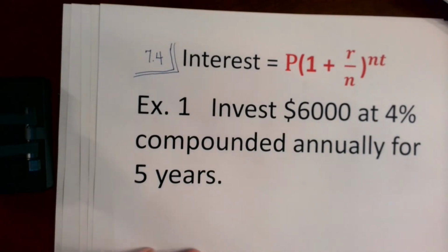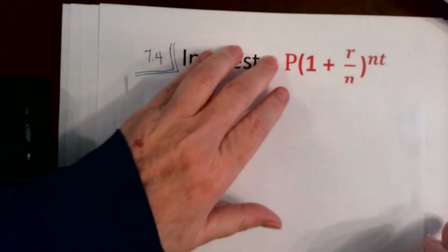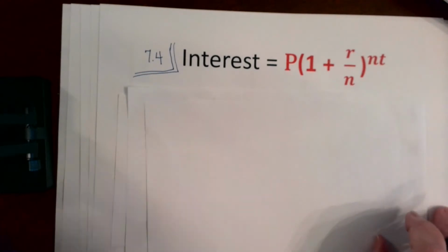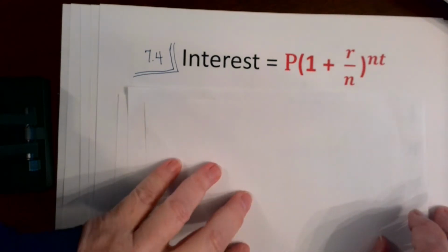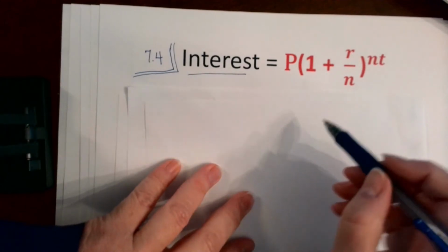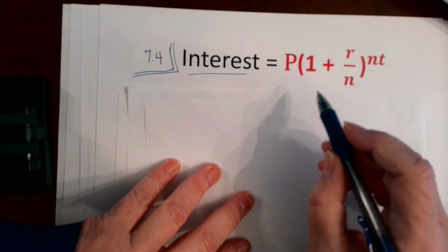I'm going to cover up the word problem part because I want to just look at that formula with you right now. This formula is for compound interest. Simple interest is a simpler equation, but this is for compound interest. We need to know what every little letter means, and then it won't seem so complicated.